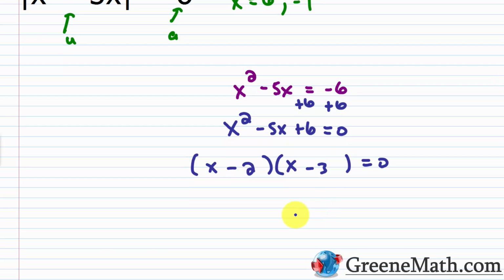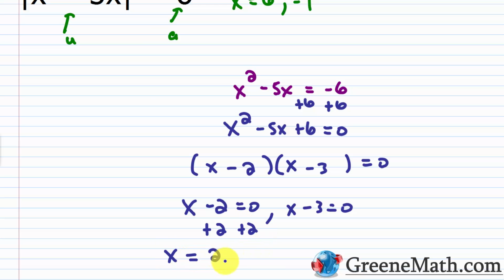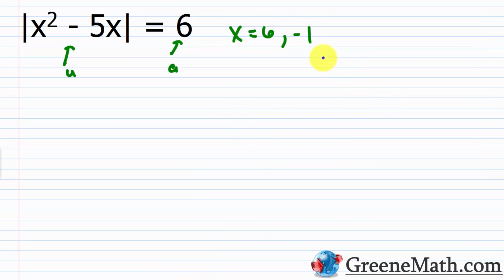All right, so what we want to do is just set each factor equal to 0. So x minus 2 equals 0, and then x minus 3 equals 0. Add 2 to both sides of the equation here. You're going to get that x is equal to 2. Add 3 to both sides of the equation here. You'll get that x is equal to 3. Okay, so x equals 2 or 3. Those are another two solutions. So let's just write those in right here. Let me erase all this. So let's pop those in here.